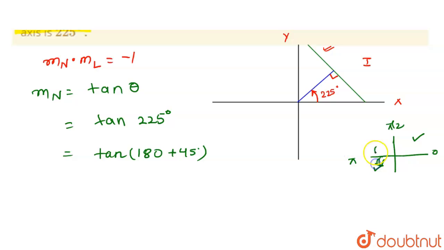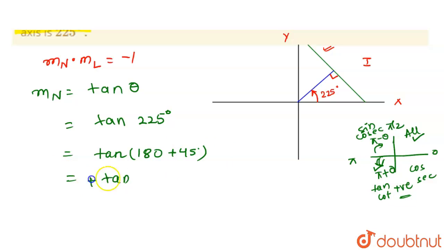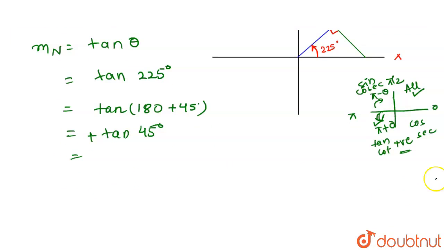And 180 plus 45 will lie somewhere in this quadrant, right? Because this is the pi minus theta region and this is your pi plus theta region. So in this quadrant tan cot is positive, in this quadrant cos sec is positive, in this quadrant sin cosec is positive, and in this quadrant all trigonometric ratios are positive. So here in the third quadrant our tan will be positive, right? So we will write here plus tan of 45 degree, and we know that tan 45 is 1. So we can write here that normal has a slope of 1.